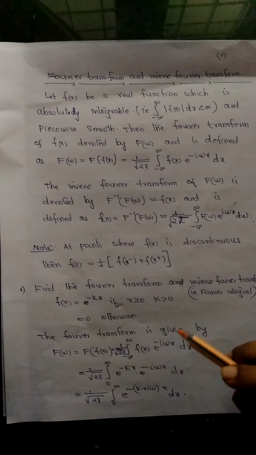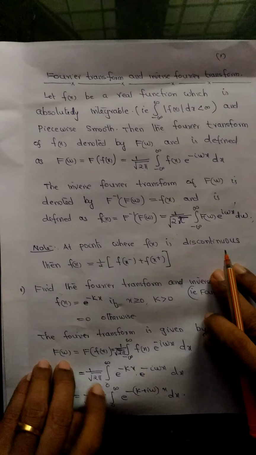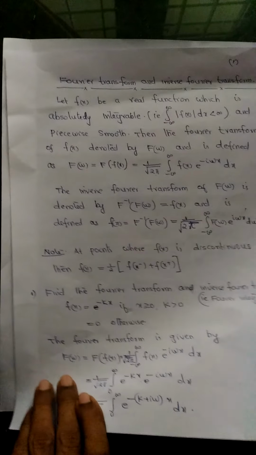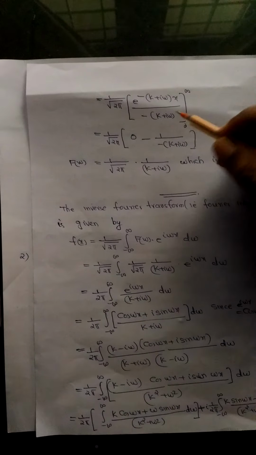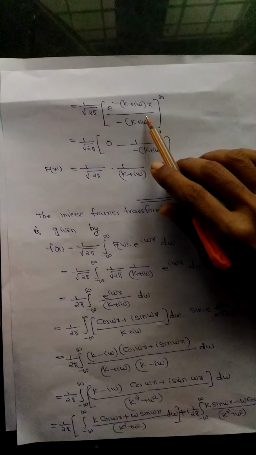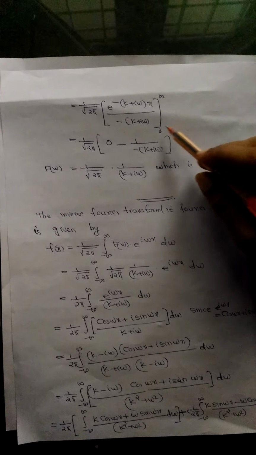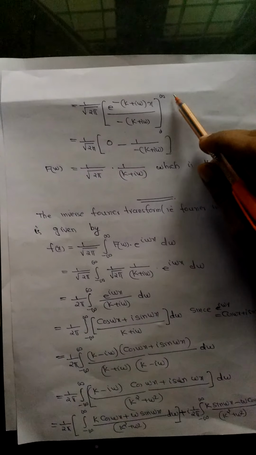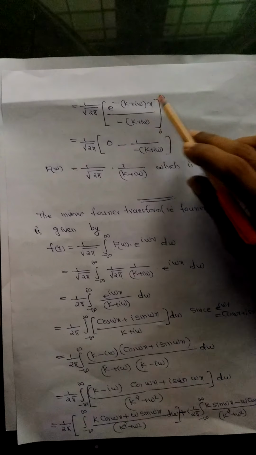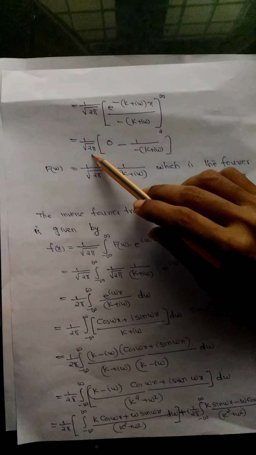So integrate this. And we know the integral of e raised to minus x is e raised to minus x by minus 1. Using that, this can be written as 1 by root 2 pi, e raised to minus of k plus i omega into x divided by minus of k plus i omega, limit 0 to infinity. So first we apply the upper limit infinity.